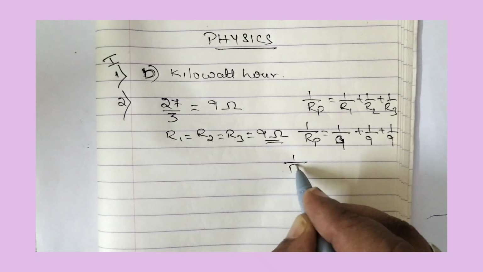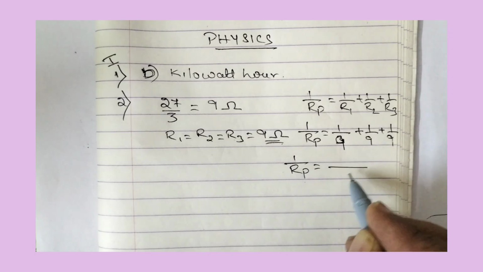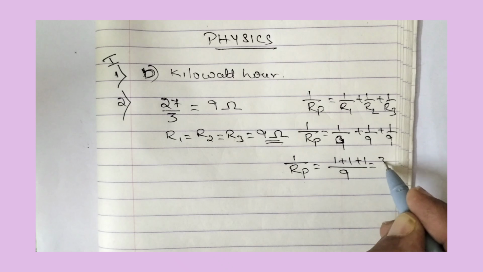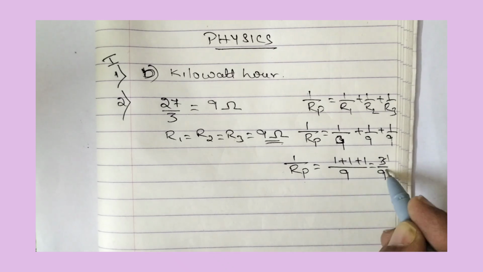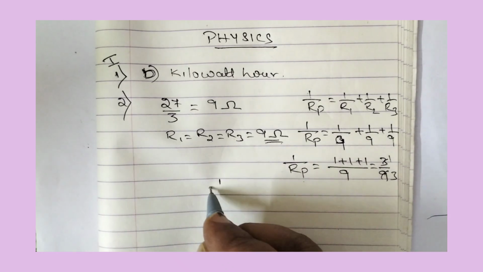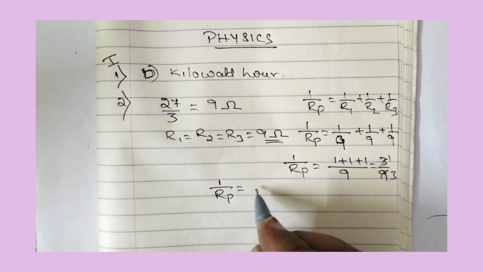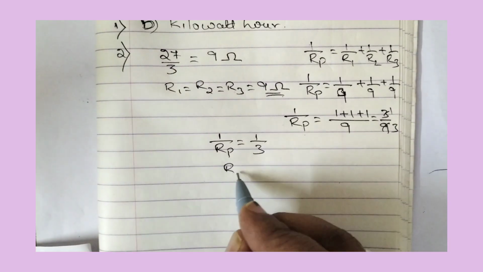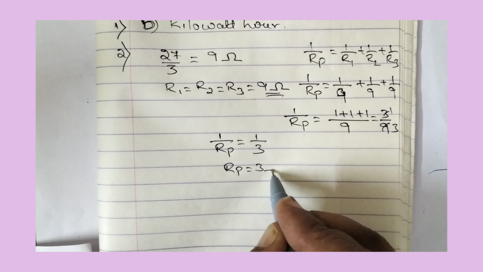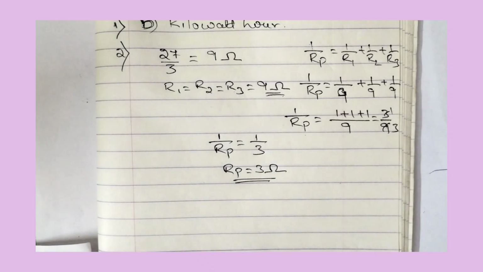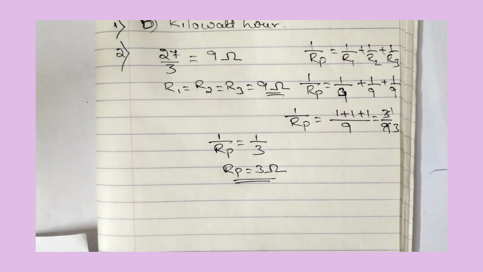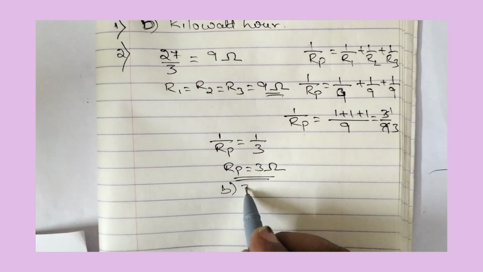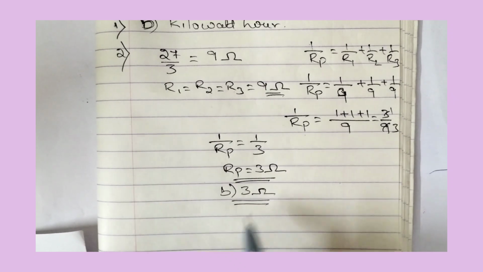So 1 over Rp is equal to, all the denominators are same, add the numerators. So it will be equal to 3 by 9. 3 ones are 3, 3 threes are 9. So 1 by Rp is equal to 1 by 3. Now what will be the reciprocal? Rp is 3 ohm. So if all the three are connected in parallel, the total resistance is 3 ohm. Option B, 3 ohm is the right answer.